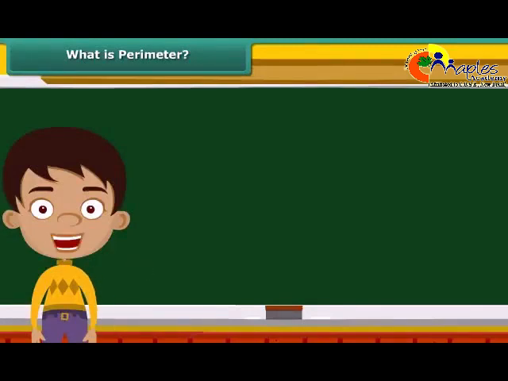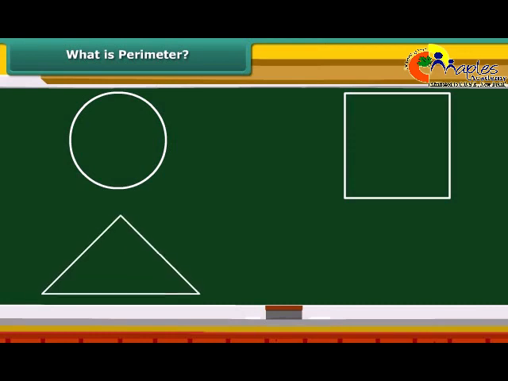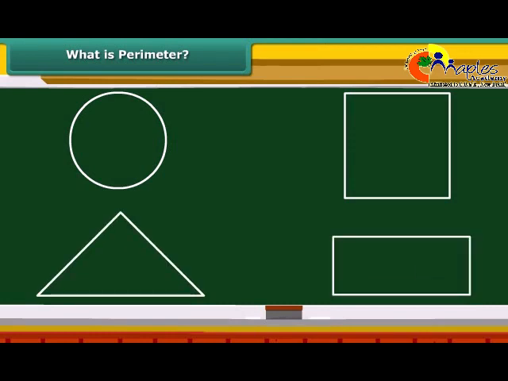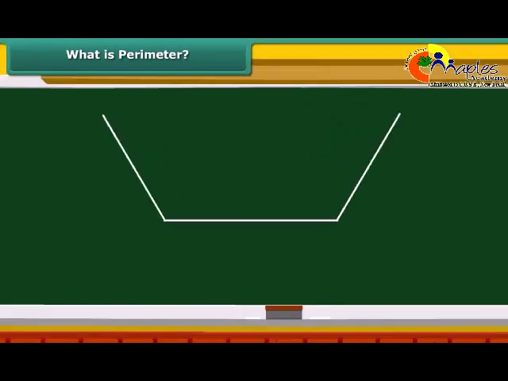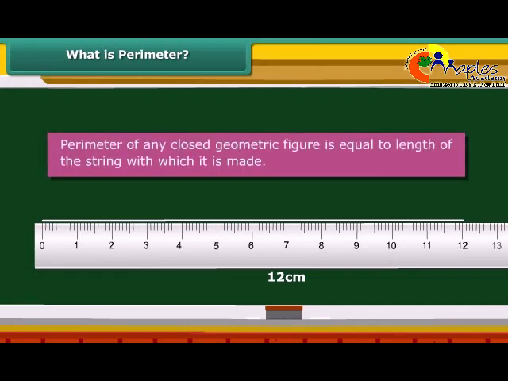Here is a simple technique of measuring the perimeter of a shape. Take a closed geometric shape such as a circle, square, triangle or rectangle made of string. Untie the string and measure its length. The length of the string is the perimeter of the chosen geometric shape. We can generalize by saying that the perimeter of any closed geometric figure is equal to the length of the string with which it is made.